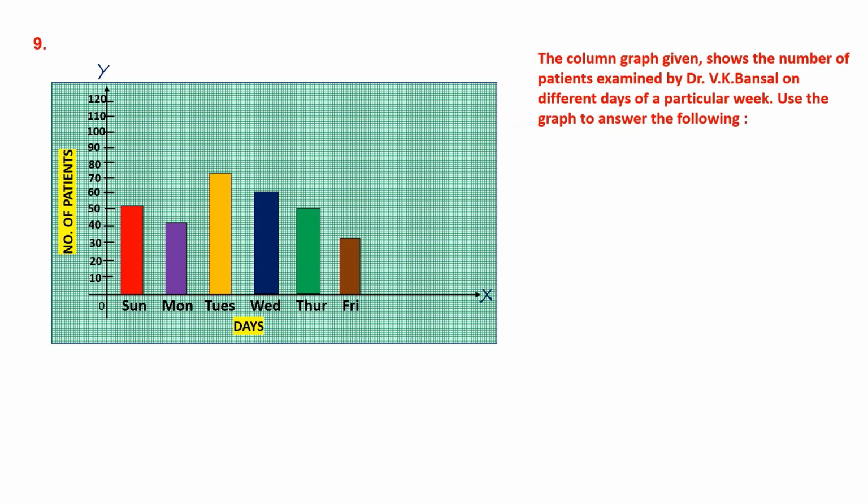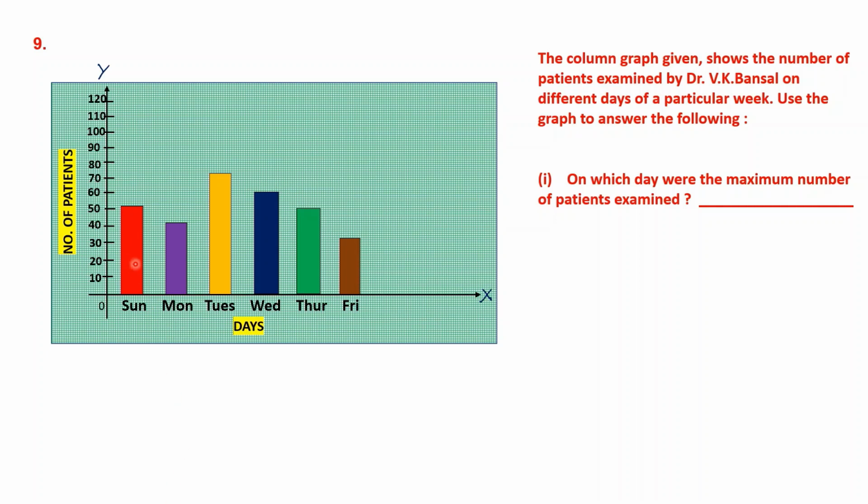Now we're going to answer certain questions. First one, on which day were the maximum number of patients examined? So let's look at all the bars and look out for the tallest bar. The tallest bar is this one in yellow, and this is on Tuesday. So that means on Tuesday, the maximum number of patients were examined. So we've got the answer to the first question.